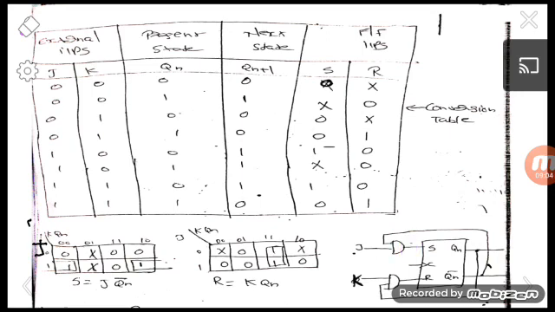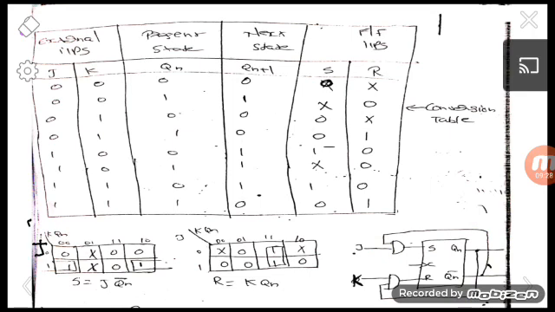Okay, so S is equal to J Qn bar, and we know that R is equal to K Qn. K is the available external input, and Qn we are taking here, and using an AND gate we are producing K Qn. Okay, so we have converted an SR flip flop into a JK flip flop. So this is a simple procedure.